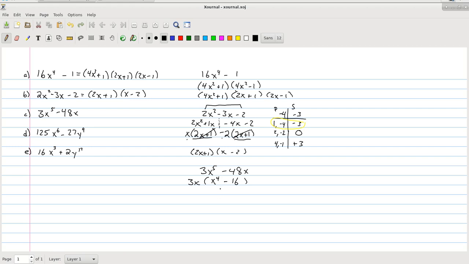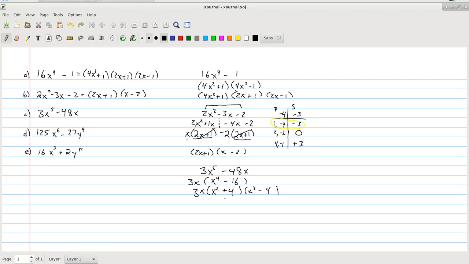Now our parentheses can factor further. This looks like a difference of squares. So we're going to write two sets of parentheses. X to the fourth is x squared times x squared. Negative 16 is positive 4 times negative 4. And then don't forget the common factor of 3x that we took out in front. That's got to stay.